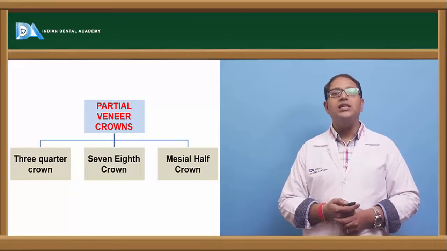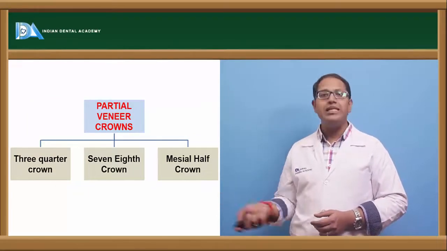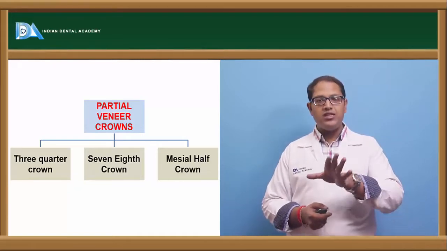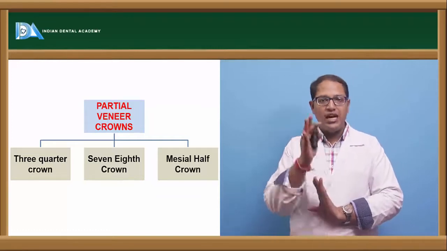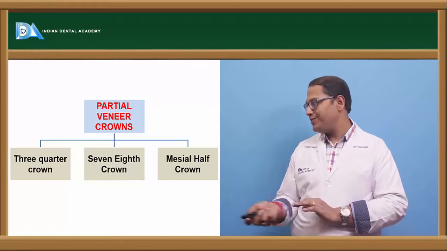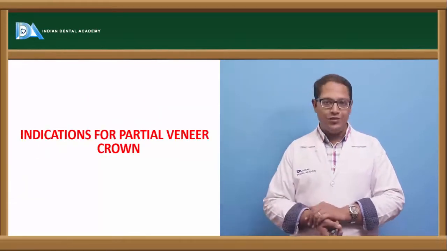Partial veneer crown, it can be a 3/4 crown, it can be a 7/8 crown, it can be a mesial half crown, depending on the caries. If the caries is just present or the destruction has just happened to the mesial half, you will prepare the mesial half and give a crown over there. Preservation of the tooth structure counts over here. Now, indication of partial veneer crowns, that we will come to.